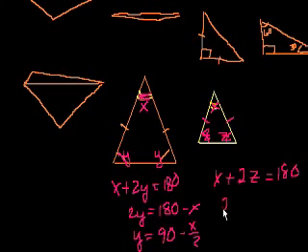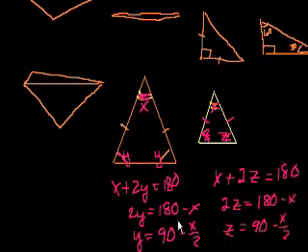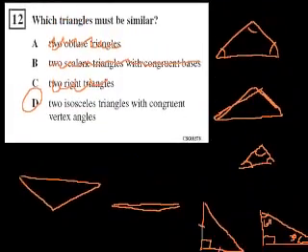Subtract x from both sides. You get 2z is equal to 180 minus x. Divide by 2. You get z is equal to 90 minus x over 2. So z and y are going to be the same angles. So all the angles are the same. So we're dealing with similar triangles. So choice D was definitely correct. 13.